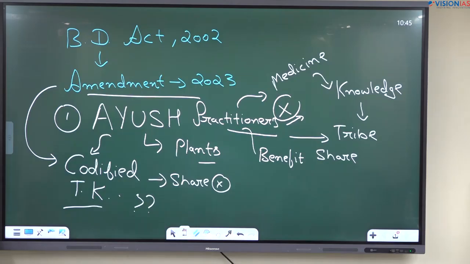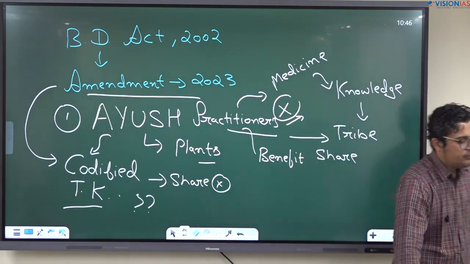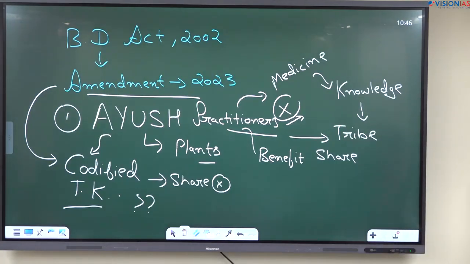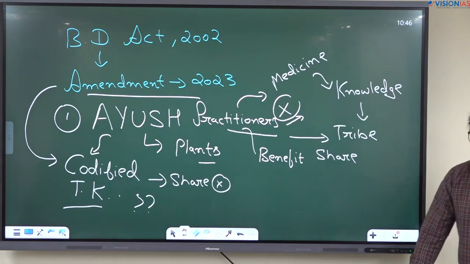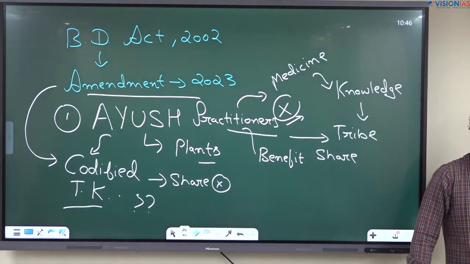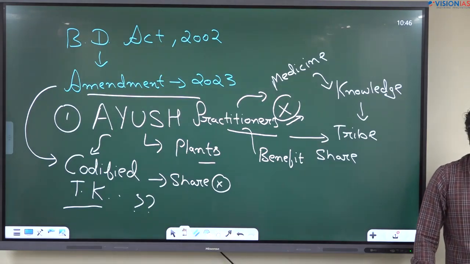Write down in your notebook: Amendments under Biodiversity Act. Write in bullet points. They were made in 2023.